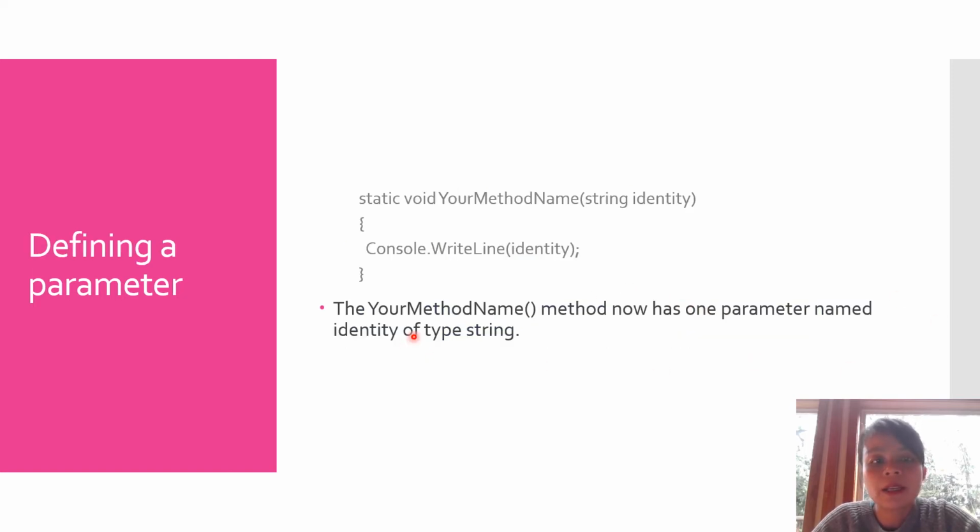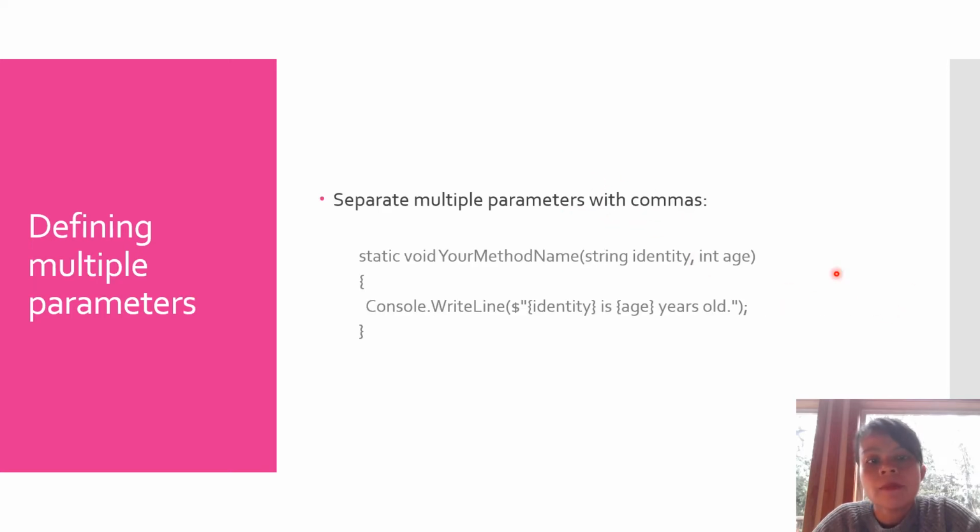So defining a parameter. Here you have static void, your method name, and then in the parentheses is where you put your parameter: string for the data type, and then identity, that's your parameter name. So your method now has one parameter named identity, and the data type is string. If you have multiple parameters, you can separate them with commas.